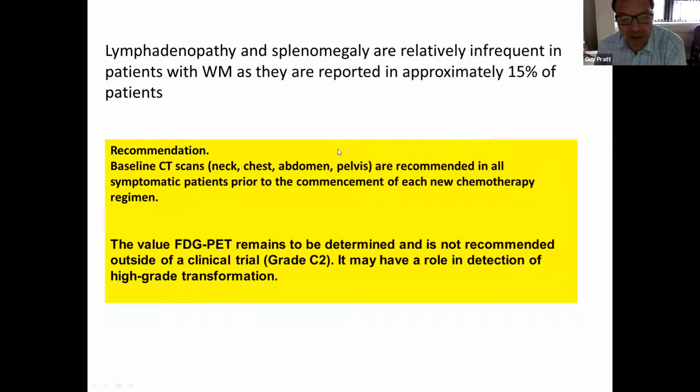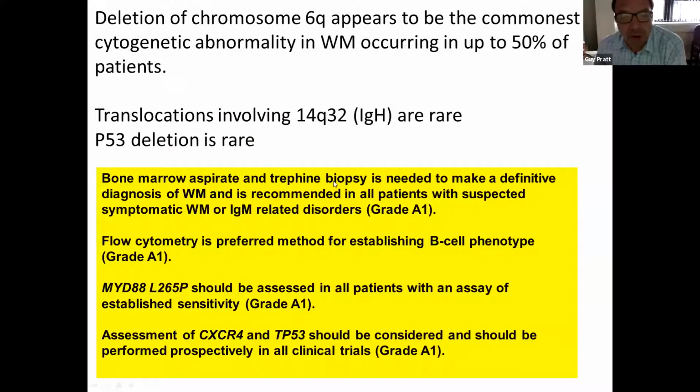Recommendations about CT scans and when to do them. Also about genetics and flow cytometry. So I don't really want to go through these in great detail, but you can see what guidelines look like.